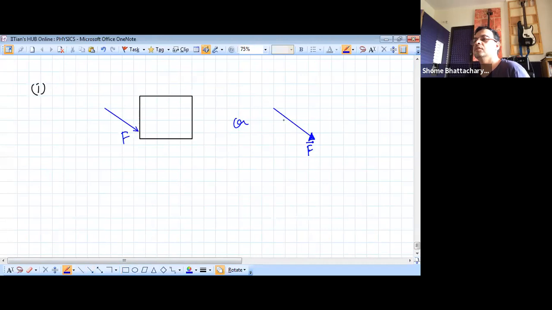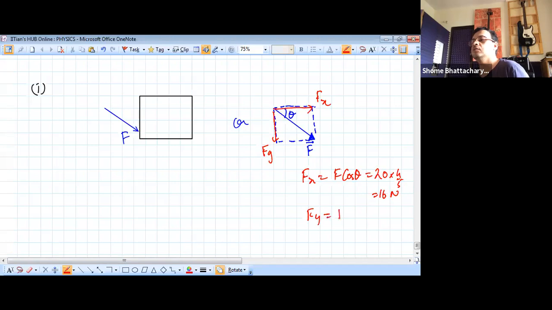This force F, you can treat it as a combination of, so if this angle is theta, a horizontal component of that force Fx and a vertically downward component of that force Fy. And Fx will become F cos theta, so that will become 20 into 4 by 5, cos 37 is 4 by 5, so 16 Newton, and Fy will become F sin theta, so 20 into 3 by 5, so 12 Newton.